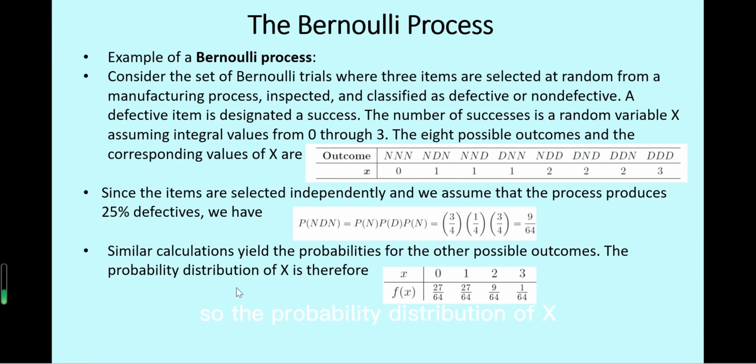So the probability distribution of X. Here we focus on the random variable X. The probability for 0 is 27/64. For 1, it's 27/64, right? And so on. How can we get this probability for X? We just add the probabilities of the outcomes with the same value of X. So for X equals 1, we add these 3 outcomes' probabilities, and we will get 27/64, right?